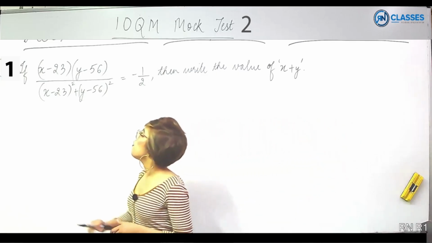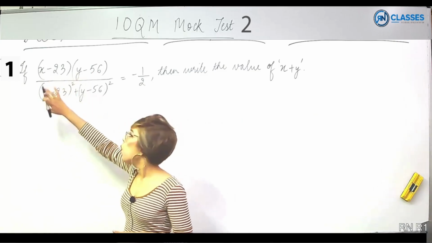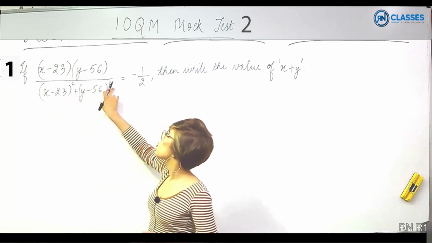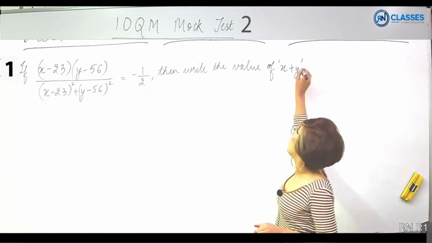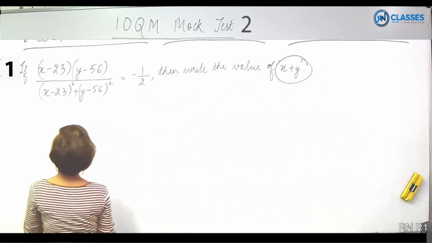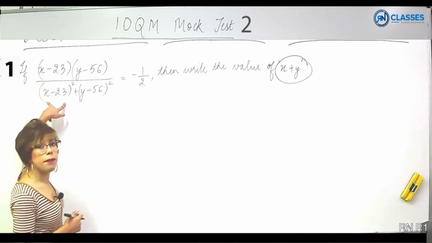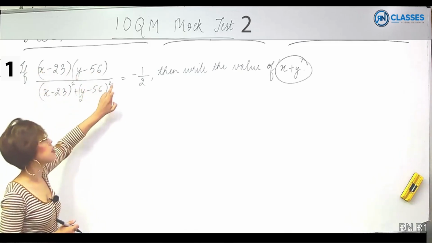Now he says if x minus 23 into y minus 56 whole divided by x minus 23 whole square plus y minus 56 whole square is equal to minus 1 by 2, then write the value of x plus y. Right? Now, as you can see, I have x minus 23, then I have x minus 23 whole square. Same term is occurring here. And y minus 56, y minus 56 whole square.